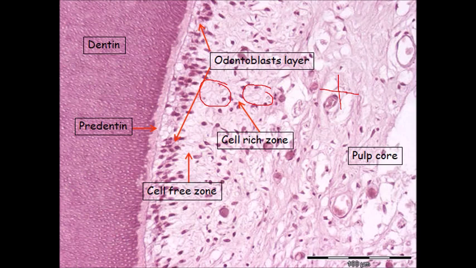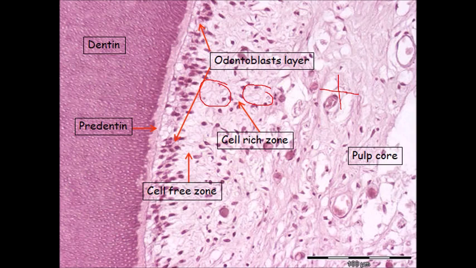How can we differentiate whether this section is taken from the crown region or the root region? We have to look for the cell-free zone. We can see the cell-free zone clearly in the crown region, while in the root region the cell-free zone is absent or it is linear in shape. We cannot identify it easily. So if I give you any section and ask you where it is taken from, look at the odontoblastic layer and look at the cell-free zone.